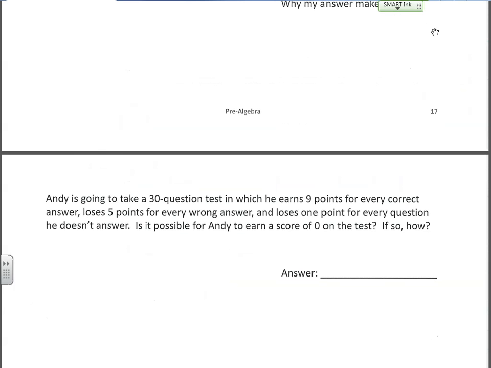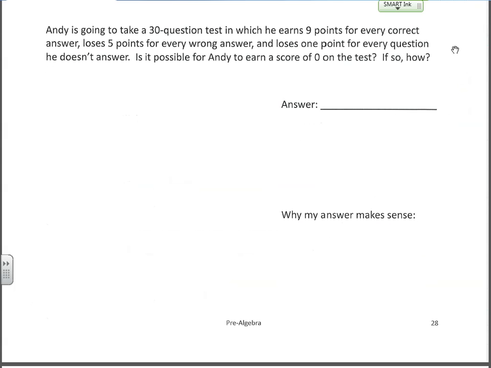Next page. Andy is going to take a 30-question test in which he earns 9 points for every correct answer, loses 5 points for every wrong answer, and loses 1 point for every question he doesn't answer. Is it possible for Andy to earn a score of 0 on the test, and if so, how?